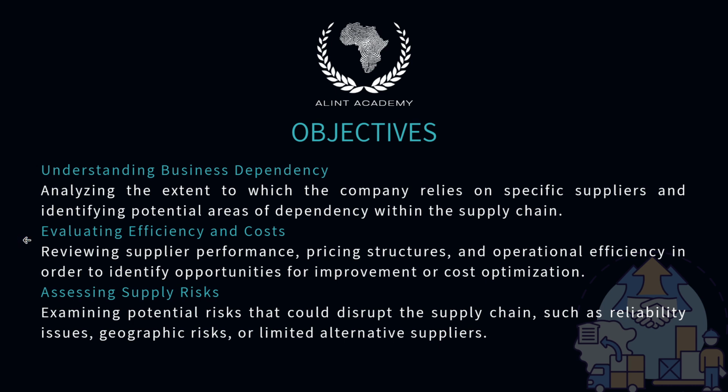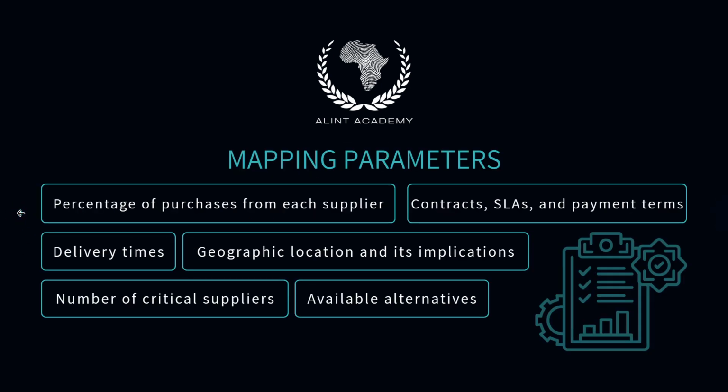Suppliers mapping also helps assess supply risks. These risks can include delivery delays, supplier instability, geopolitical factors, or the lack of alternative vendors in the market. Understanding these risks allows organizations to strengthen the resilience of their supply chain.